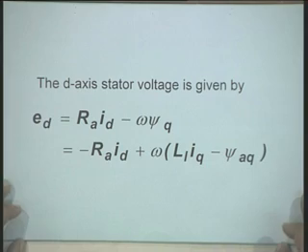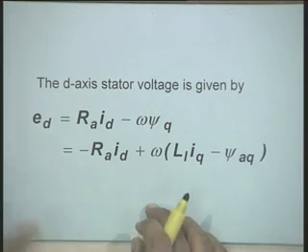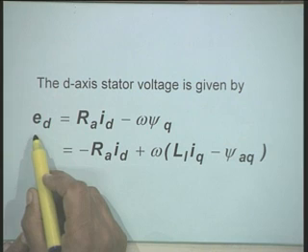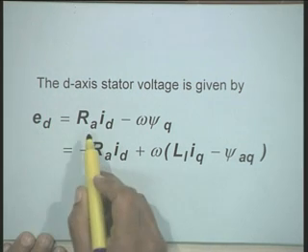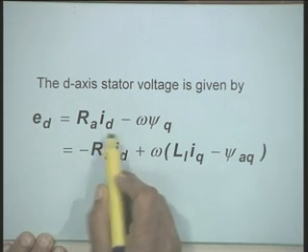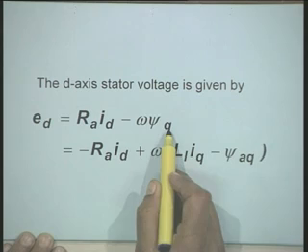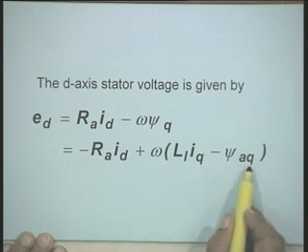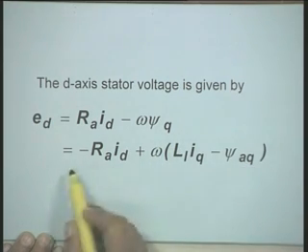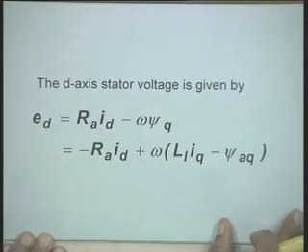Now, here we will make one more small assumption, that we will neglect the transient saliency. We will assume that x d prime is the same as x q prime. With this assumption, we can now write our d axis voltage E d equal to R A I d minus omega psi q, which is written in terms of psi A q, I d and I q. This is E d.